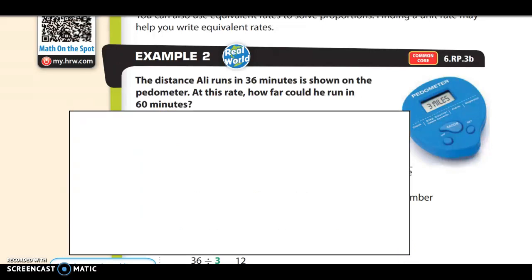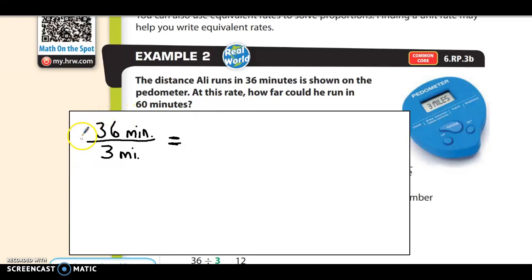So, check this out. I'm going to take all that information, and I'm going to put 36 minutes over 3 miles. And then I'm going to put equals. And at first I put 60 minutes. And I recognize that's not going to work because 36 doesn't go into 60. So then I'm going to make a different ratio, and it's not going to be 60. Watch what I do instead.